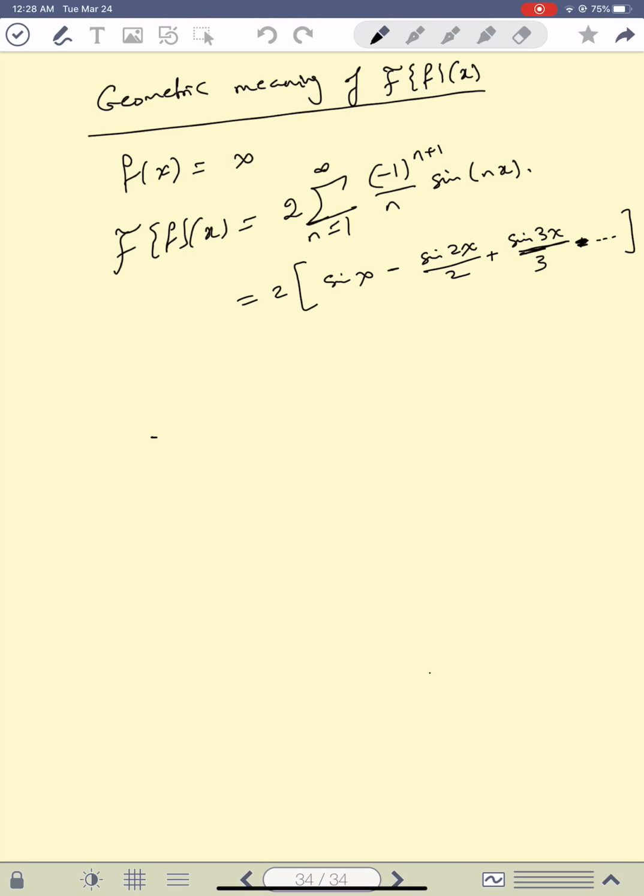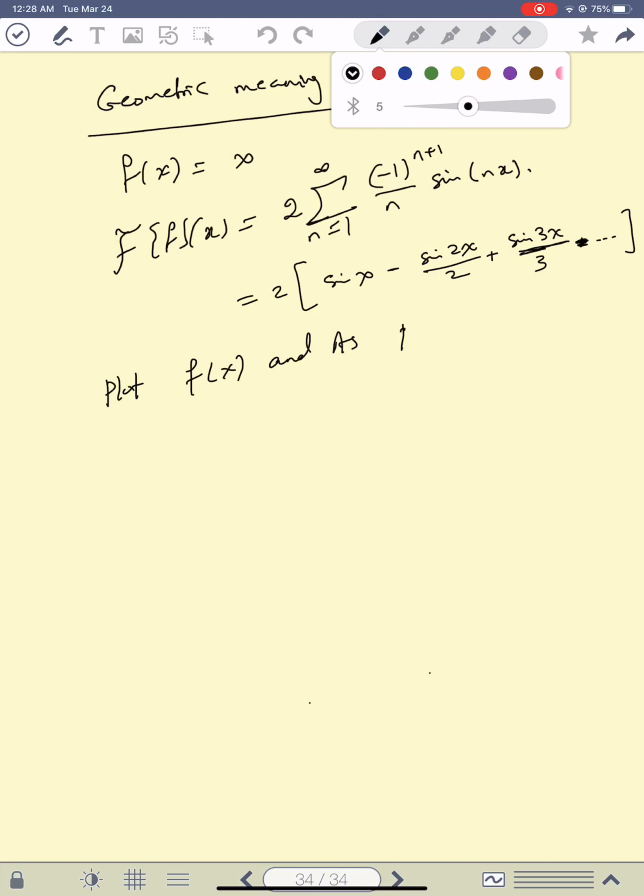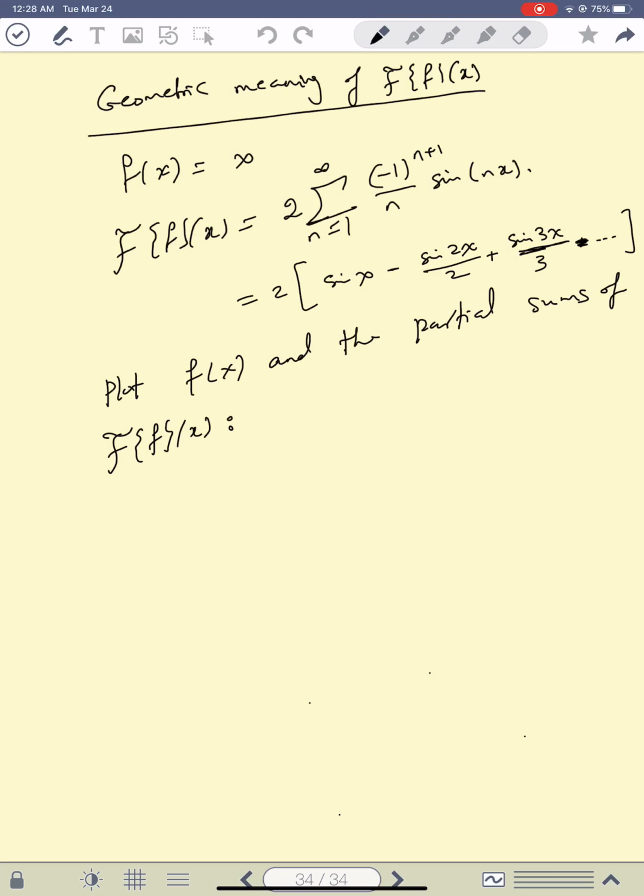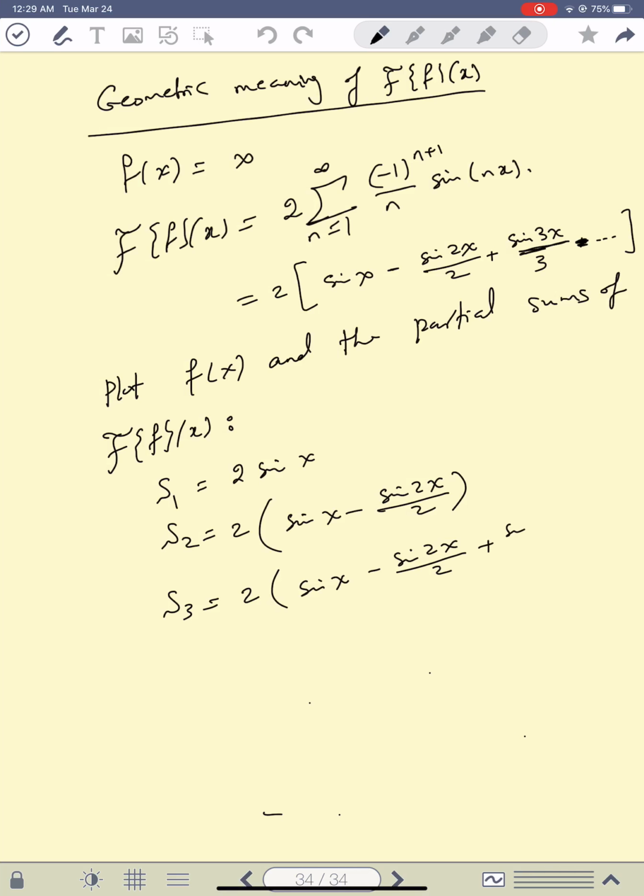Let's try to understand the geometric meaning of the Fourier series. The idea is, if you plot the function f of x, and the partial sums of the Fourier series of f. So what do we mean by the partial sums? You look at the Fourier series, it's an infinite sum, it goes to infinity. If you take the first term, let me call it S1, what is it? It's 2 sine x. If you take the first and the second term, it's 2 times sine x minus sine 2x over 2. Then if you take the first 3 terms, it will be 2 times sine x minus sine 2x over 2 plus sine 3x over 3, and so on.